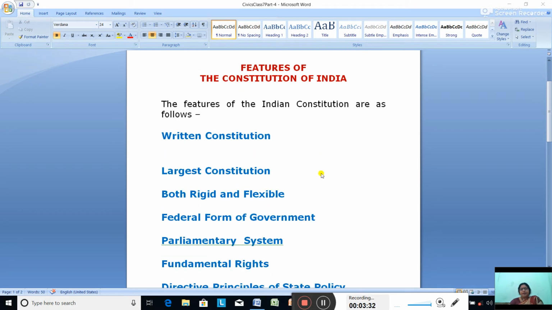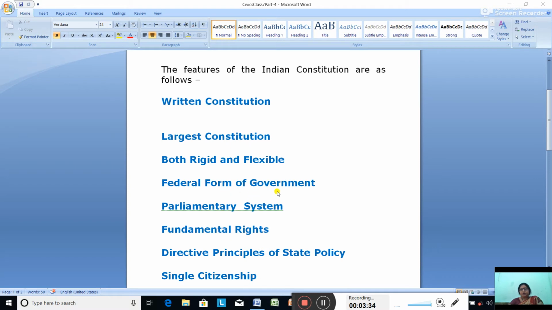Next we have the federal form of government. Our constitution provides for a federal form of government wherein both the central government and the state government govern the country. There is also a clear division of power between the central government and the state government. The central government governs the whole country, whereas the state government governs a particular state. And laws made by a state are applied only within that state.